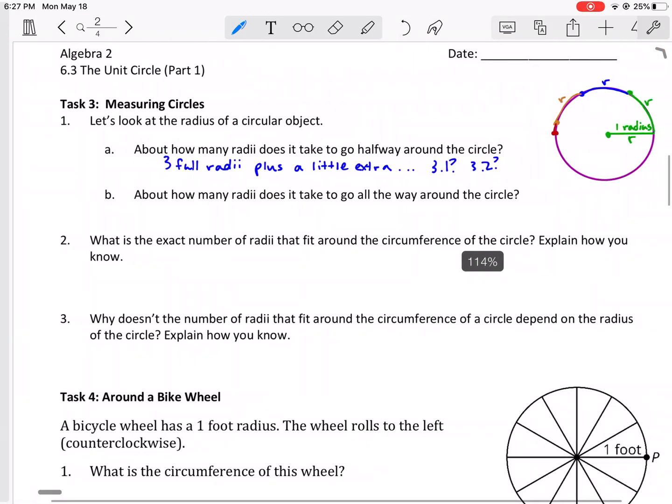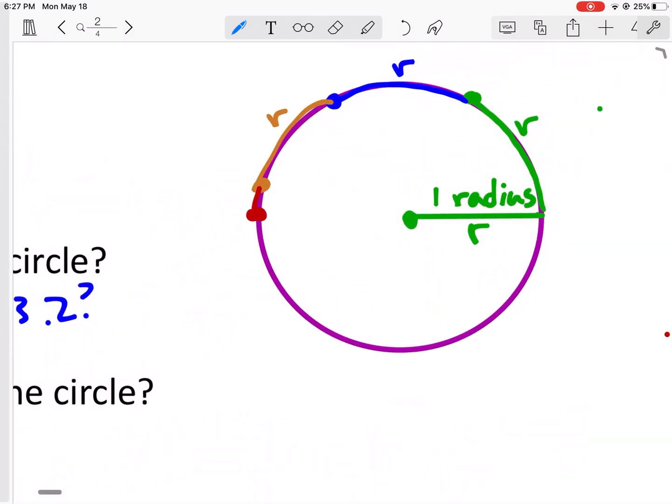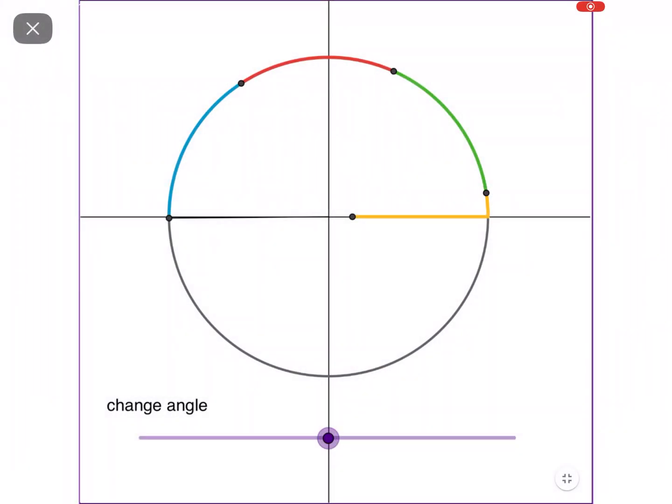Right, about how many radii does it take to go all the way around the circle? So again, I can continue drawing that, or let's go back to that app. If I kept going, I want to go all the way around the circle, and then count them up. I have 1, 2, 3, 4, 5, 6 and change, which makes sense. We're basically just doubling that 3 and change. So now it's 6 and a little extra.